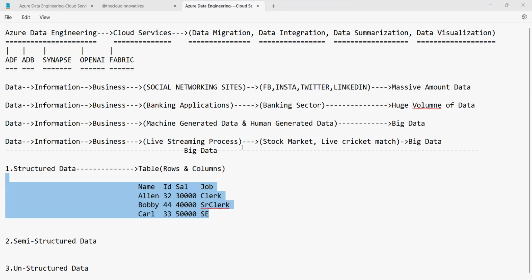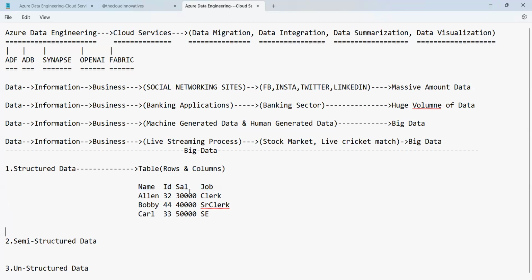Yes, guys, these are called as rows here, and these are called as columns here. Rows and columns. The data is in the form of rows and columns, everyone. So that is called as structured data, guys. And the next one you have it as what?